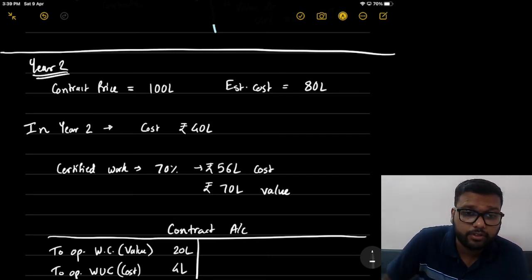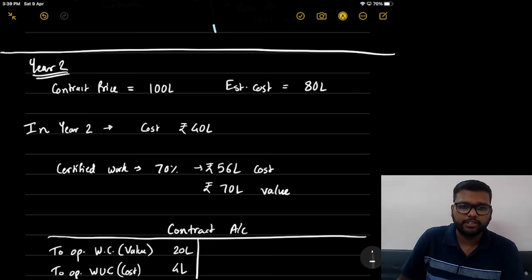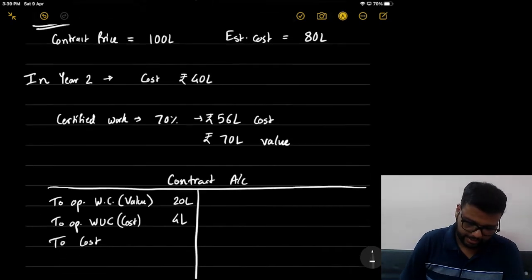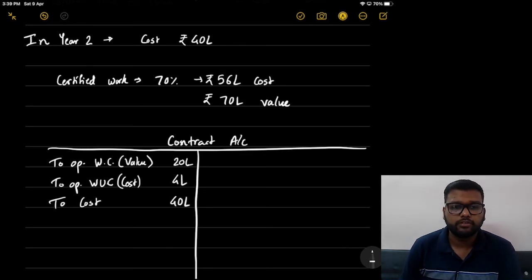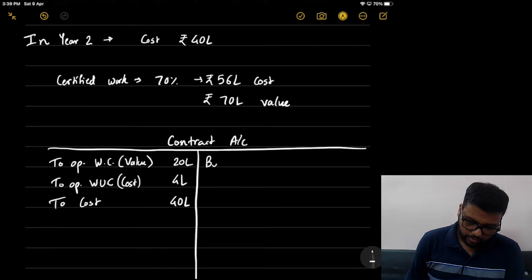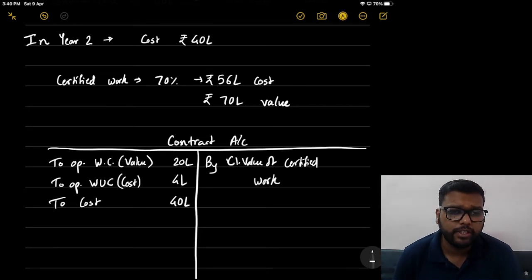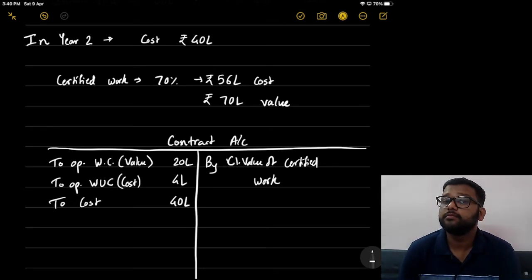No. This year's cost. 40 lakhs, right? Only 20 lakhs. Okay. Now let's write by closing value of certified work. You know that. What is closing value of certified work?